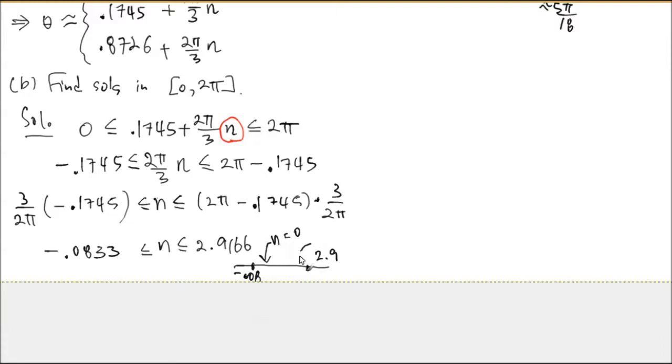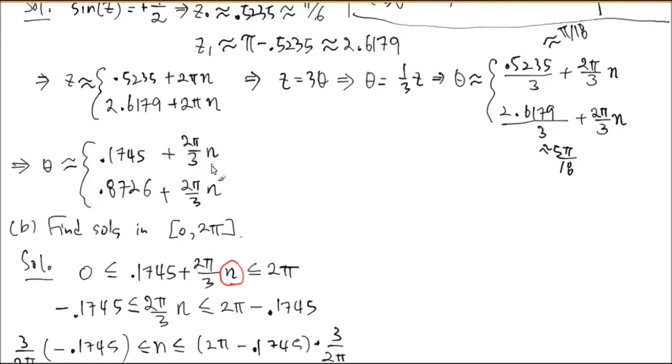What about the last one? That comes right before 2.9. n equals 2. So how many values are there? n equals 0, n equals 1, n equals 2. The three values, you plug them in there: n equals 0, 1, 2, and those values guarantee that it's going to fall in between 0 and 2 pi. All right?